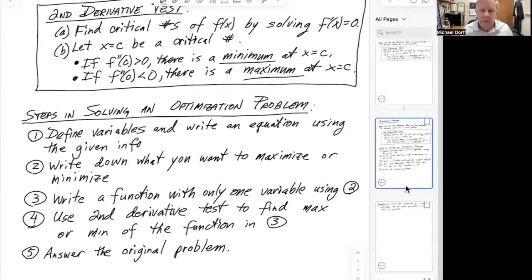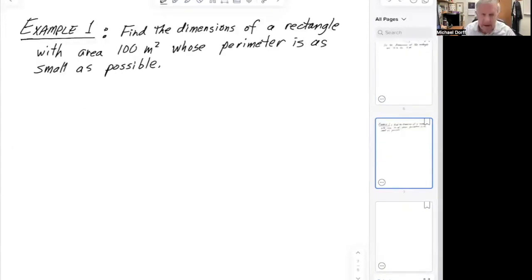All right, then we take that one function and we apply the second derivative test to it. We find the critical numbers, and then we evaluate those critical numbers at the second derivative, and then we can determine whether there's a max or min, and then we answer the original problem. So those are the steps that I use in solving an optimization problem. Let's look at a specific example.